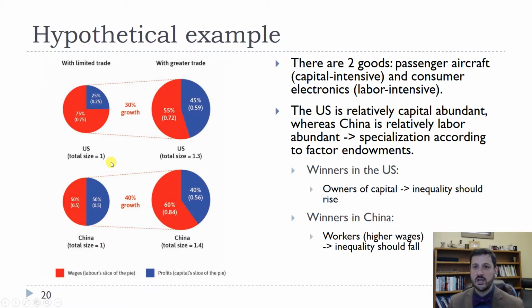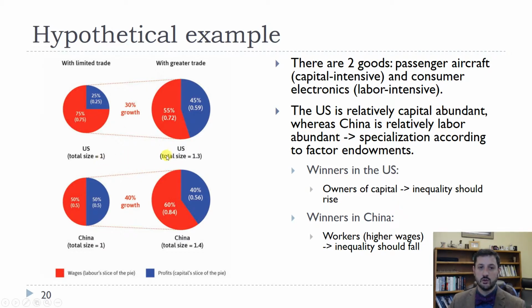Well, when we start trading between these two countries, China has a relative abundance of lower skilled workers, whereas the US has a relative abundance of capital. And so that means that the winners in the US are going to be the owners of capital, and the winners in China are going to be workers. Now, that said, the increase in trade does increase the total size of the pie, right? Because we're specializing in what we have the lower opportunity cost, the comparative advantage in. And so the size of the pie grows for both countries.